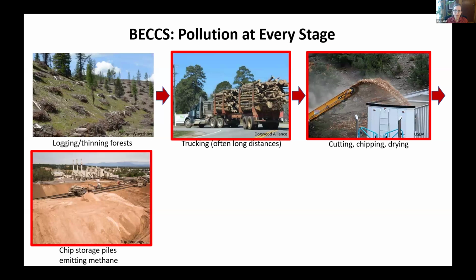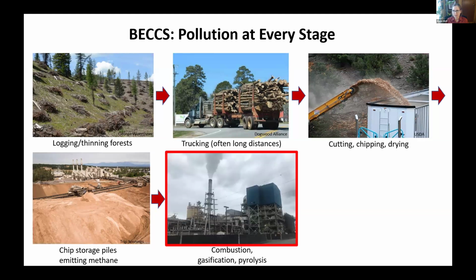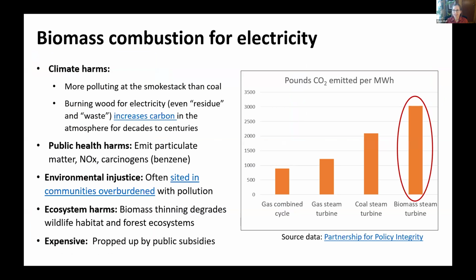And when you're making wood pellets, there's additional stages of pollution with the pellet mills making the pellets, and then the pollution from shipping those pellets overseas to be burned. The most polluting stage is the combustion, gasification, or pyrolysis stage of converting that wood into energy. And what's being used today is biomass combustion to make electricity.